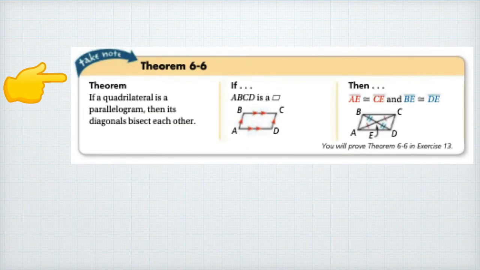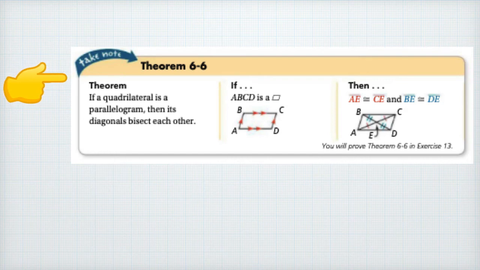Okay, so this is theorem 6-6. If a quadrilateral is a parallelogram, then its diagonals bisect each other. What is the meaning of diagonals first? The diagonals are segments formed from opposite angles of a parallelogram. So in this case, the diagonals in these figures are AC and BD.